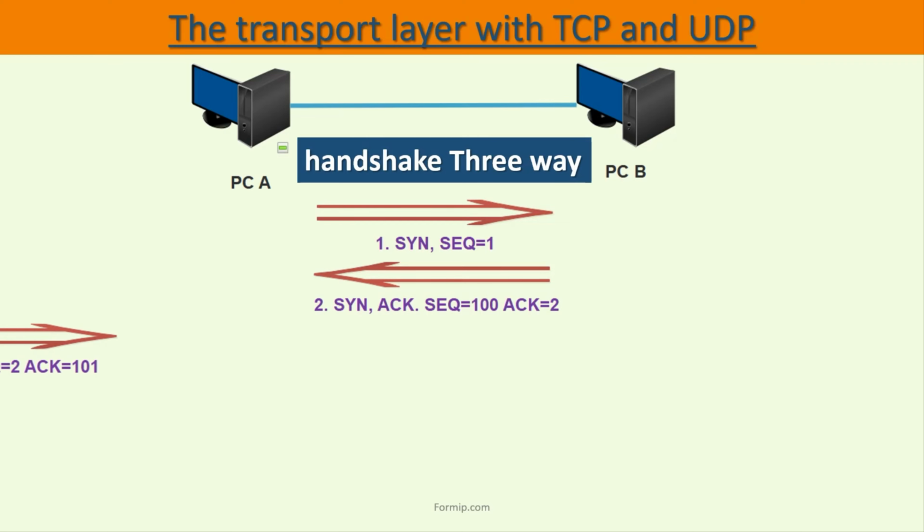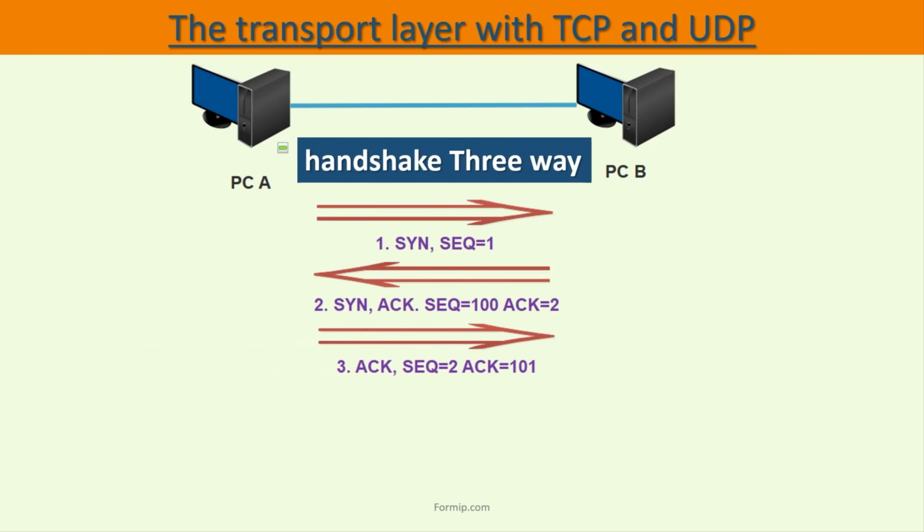And in the final step, PC A sends an acknowledgement to PC B. In our example, it sends an ACK-101, which means it recognizes the 100 sequence number of PC B.